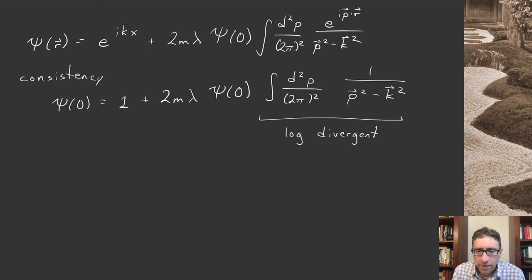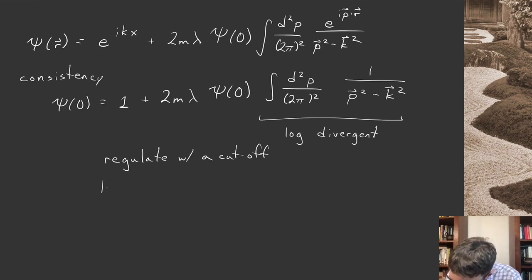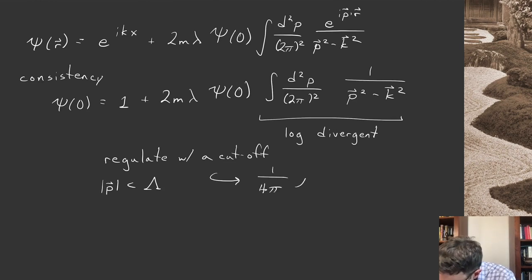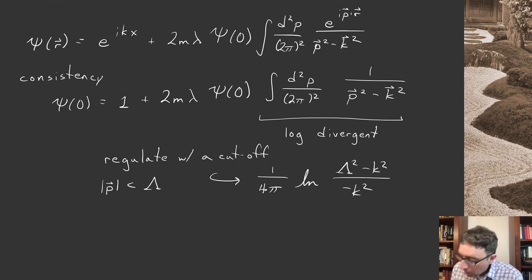I mean, we can throw up our hands and say, well, it was a sick theory, or we can say, well, maybe we can still save it. Maybe we can regulate it in some way that won't affect the physics too much. So what we're going to do here is regulate with a cutoff. We're only going to integrate up to momenta less than lambda. And when we do this, we can evaluate the integral. It's just a logarithm. You get 1 over 4 pi natural log of lambda squared minus k squared over minus k squared.